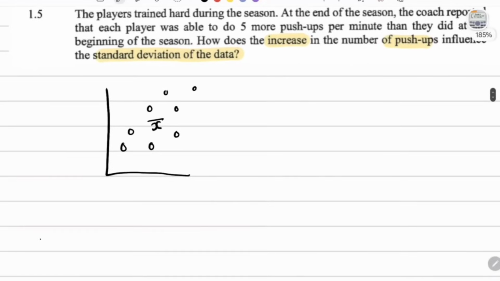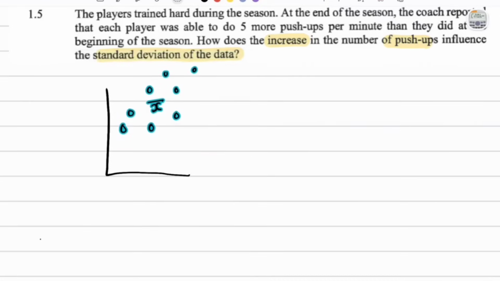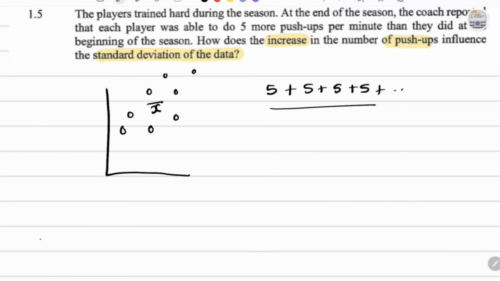When you're looking at what happened here, it used to be like that, and then everything increased by 5 push-ups because everybody did 5 push-ups extra at the end of the season. So it pushes all these data points up, including the mean. The mean will also increase by 5 because all the 5s of the 15 learners get added and then divided by 15, which will still give you a 5. So how does this affect the standard deviation?